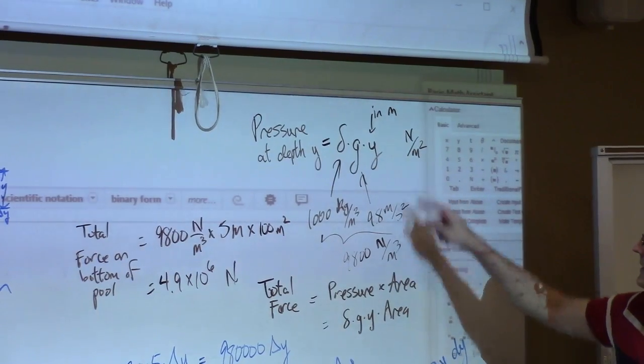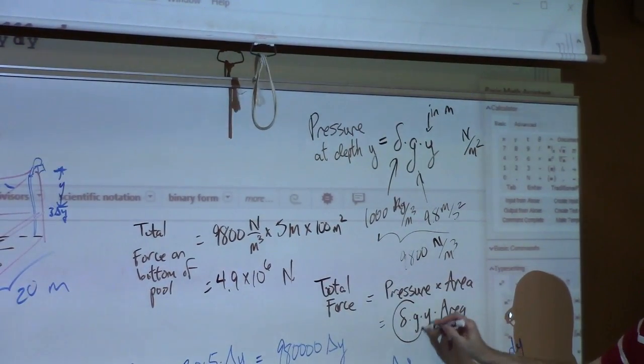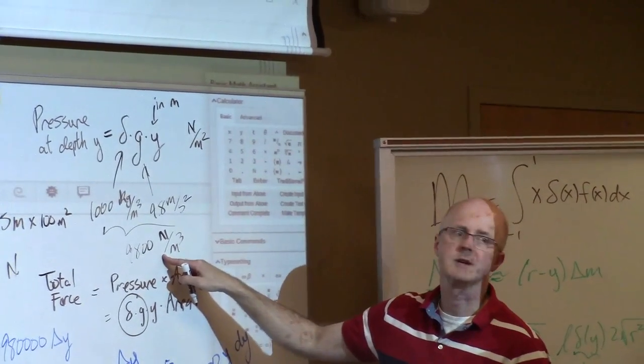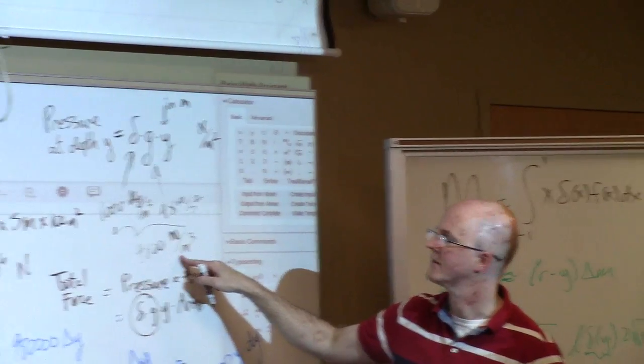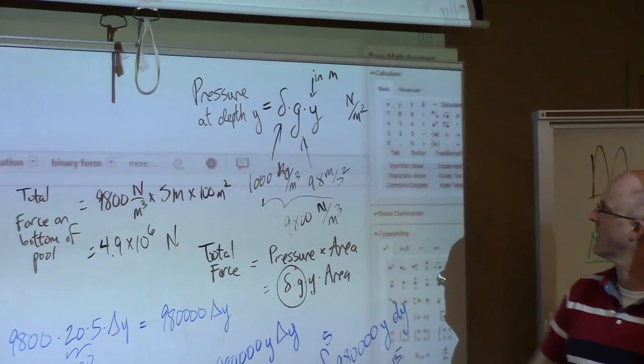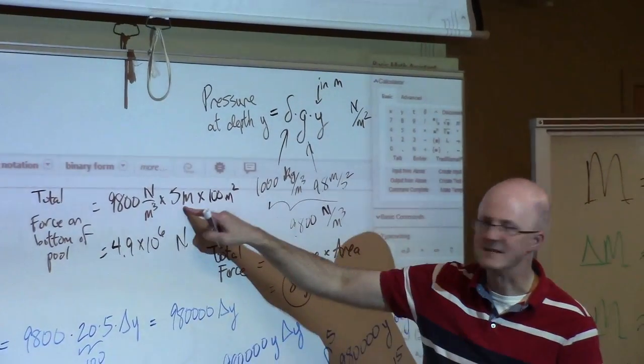Okay. That's not what this represents. This represents delta times G, force per cubic meter. So that is per cubic meter. It doesn't represent delta times G times Y. The Y is the 5 meters there.